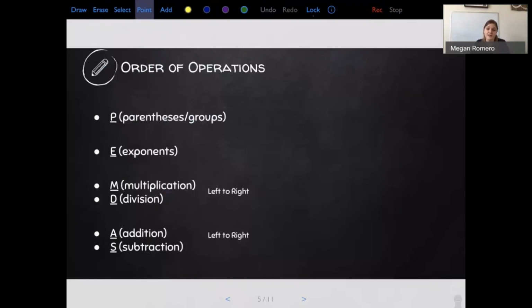Multiplication and division are done left to right once we get to that part. And then addition and subtraction, which is also done left to right. So what this means is after we've taken care of the parentheses or the groups and the exponents, when it comes down to looking at multiplication and division, we look at it left to right. After we do parentheses, groups, exponents, multiplication, and division, when it comes to addition and subtraction, we go left to right. So what this means is addition doesn't necessarily come before subtraction. Multiplication doesn't necessarily come before division. Okay, these groupings are done left to right.